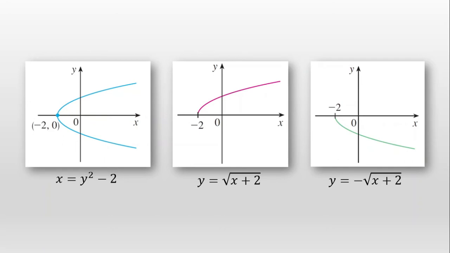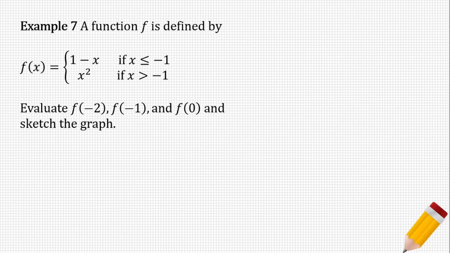The functions in the following 4 examples are defined by different formulas in different parts of their domains. Such functions are called piecewise defined functions. Example 7. A function f is defined by: evaluate f(−2), f(−1), and f(0), and sketch the graph.